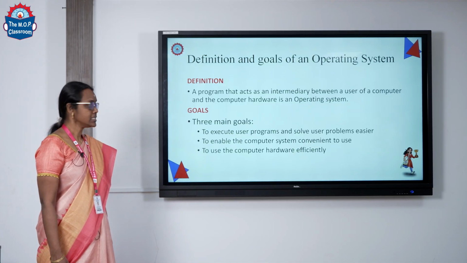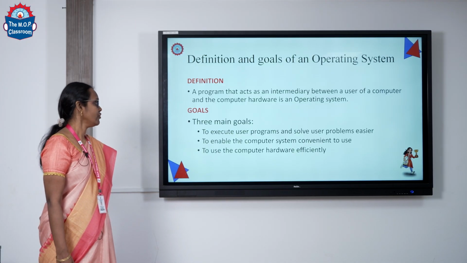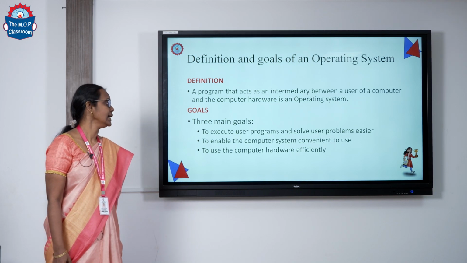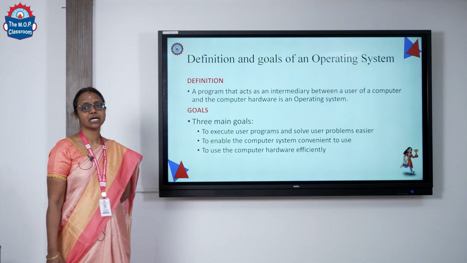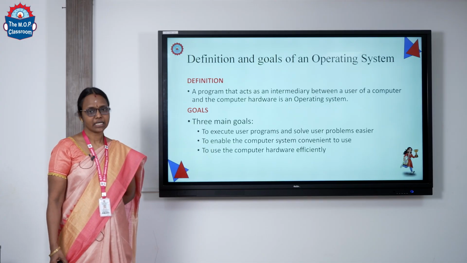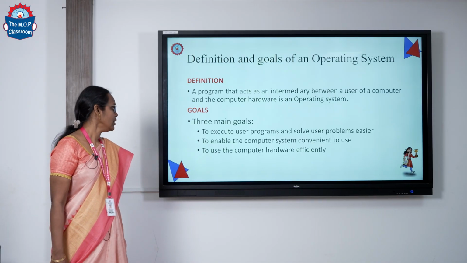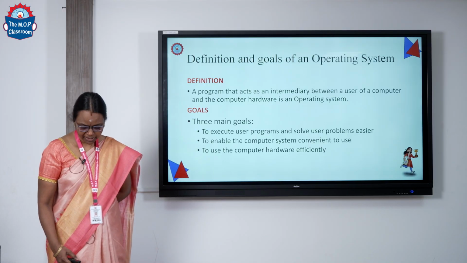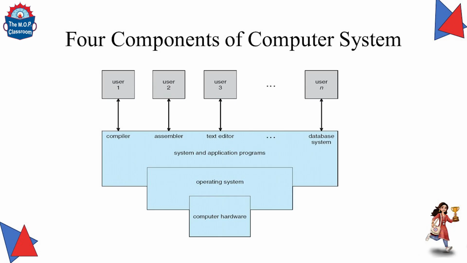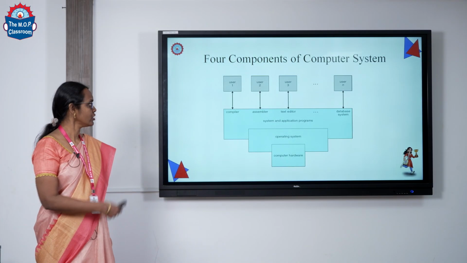The operating system is mainly responsible for executing user programs and making it easier to solve user problems. It also enables a computer system to be convenient to use. It also efficiently helps in handling the hardware of the computer. The four main components of a computer system are 1. The computer hardware, 2. The operating system, 3. The system and application programs, and finally the end users.